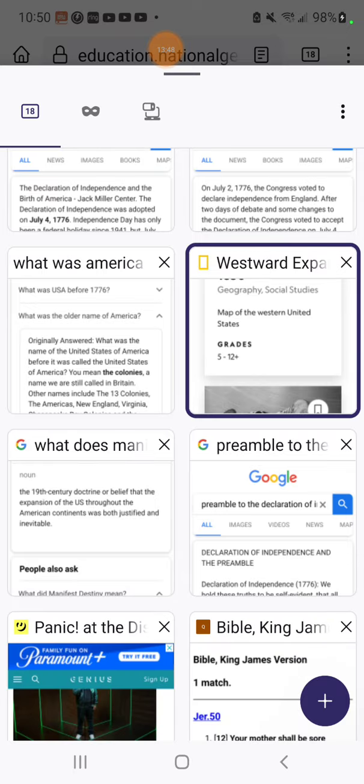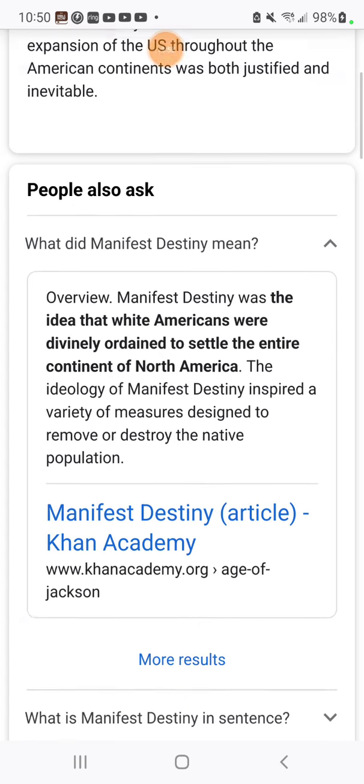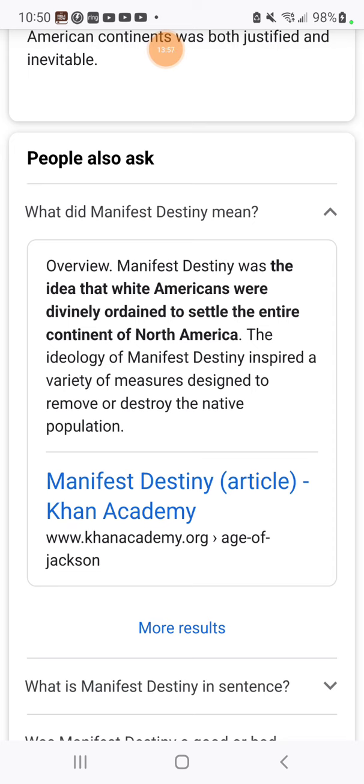Now, going back to that term manifest destiny. All right? So I looked up manifest destiny, and this is what it gave me. And check this out. It says manifest destiny was an idea that white Americans were divinely ordained to settle the entire continent of North America.